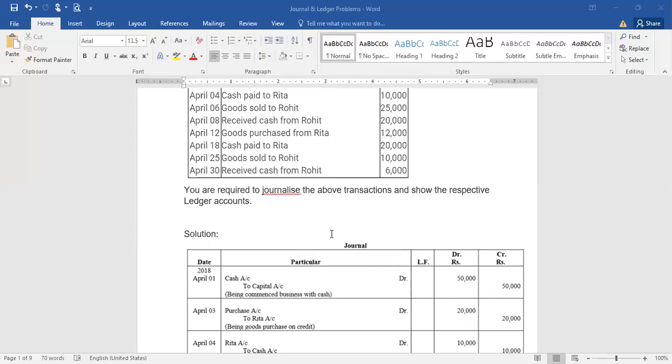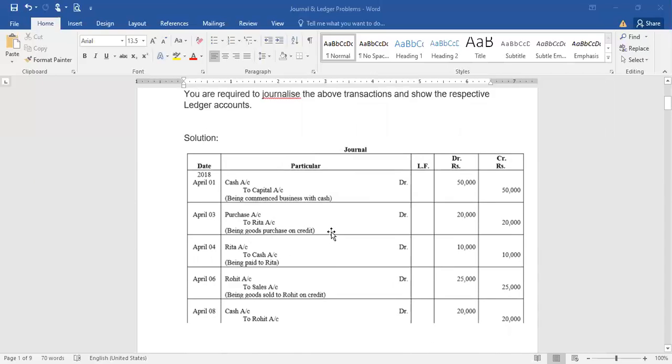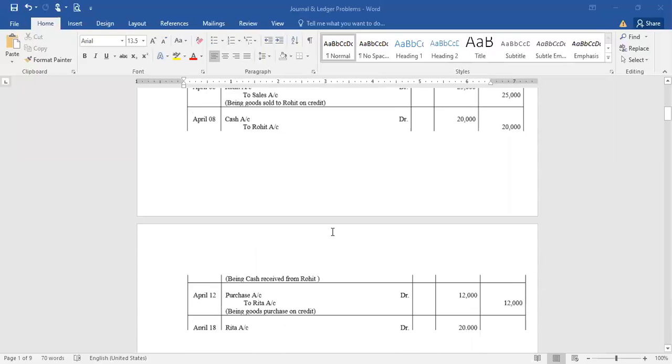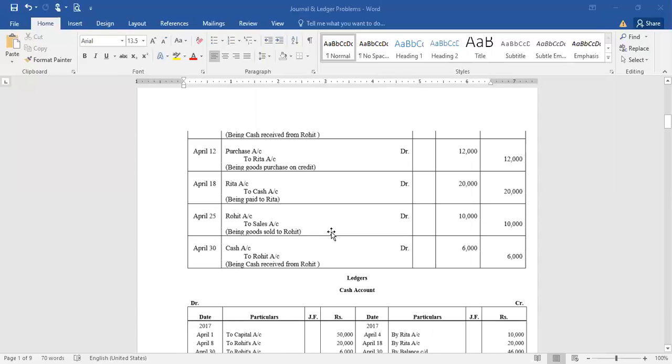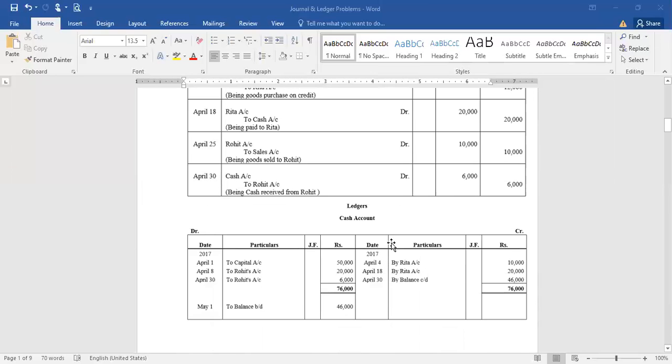Cash, debit what comes in, credit what goes out. So cash account debtor to Rohit account by rupees 6,000. That is what we mentioned in the journal entry. Cash account debtor to Rohit account. Then we have to move on to the ledger posting. The same transaction we mentioned in the journal has to be posted into the ledger account.